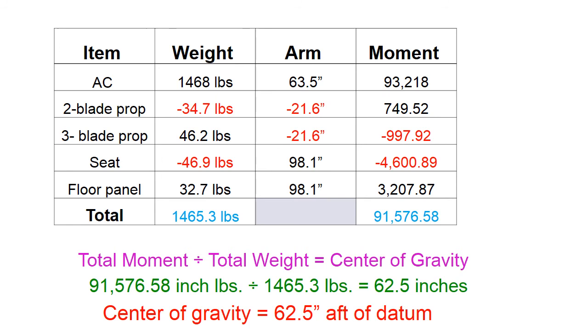Once I have all my individual moments listed, I add them together to come up with my new total moment. I add all of my individual weights together to come up with my new empty weight. Again, I will divide my total moment by my total weight to get my center of gravity. In this example, I now have a center of gravity that is 62.5 inches after the datum, or 1 inch forward of my original center of gravity of 63.5 inches.